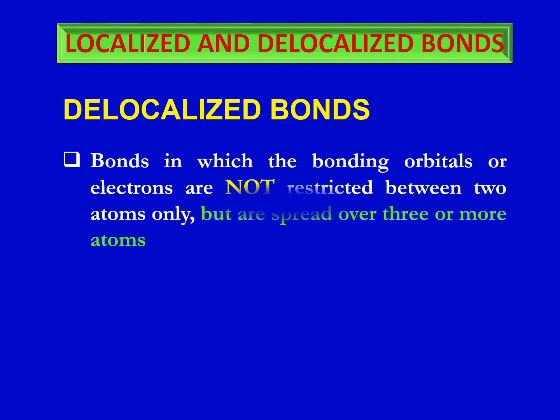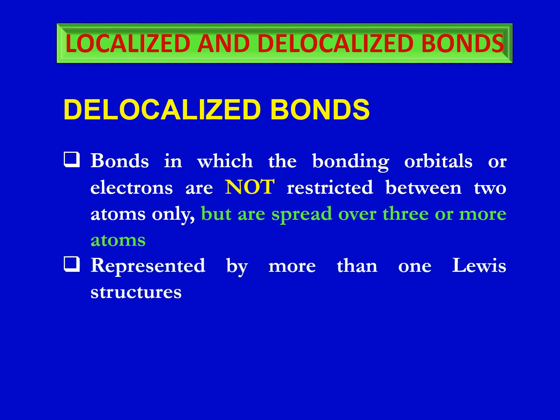Now, what are delocalized bonds? As the name indicates, the electrons in such bonds are not restricted between two atoms, but they may be spread over three or more than three atoms. And molecules having such bonds cannot be represented by only one Lewis structure.